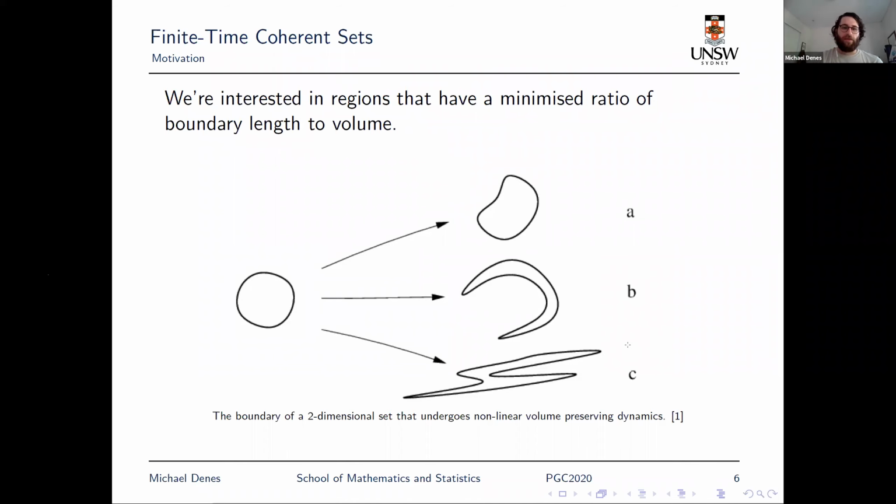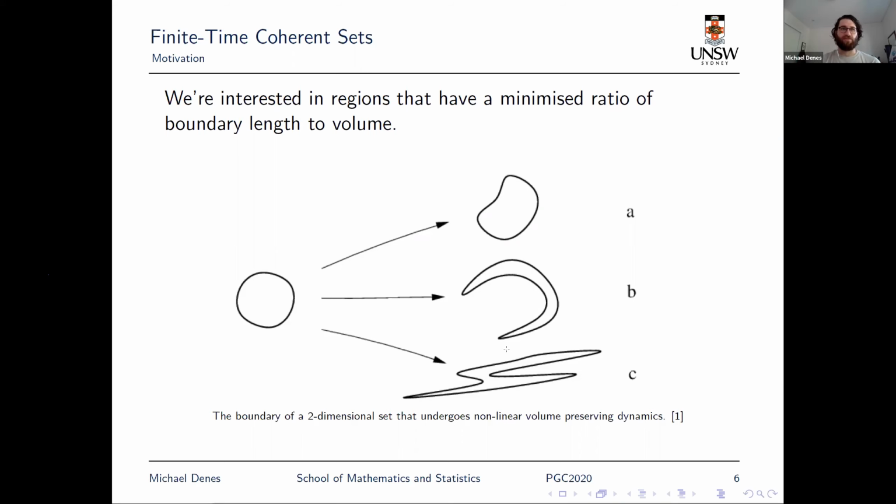So the way to think about that is finite time coherent sets are regions of phase space or fluid that minimally mix over a finite period of time. And what I mean by minimally mixing is that mixing can really only occur on the boundary of these sets. So if you have this region of fluid surrounded by a region of fluid with different properties, the only way that these two regions can mix is through the boundary. And we can see that if we increase the boundary, we'd have more mixing.